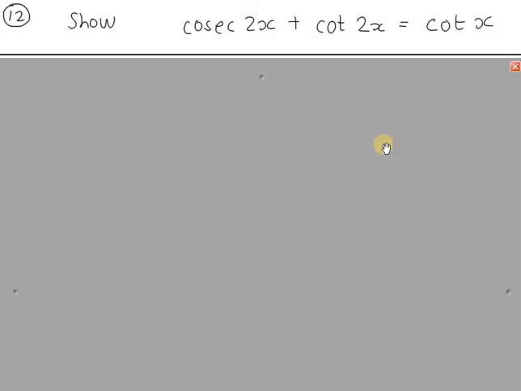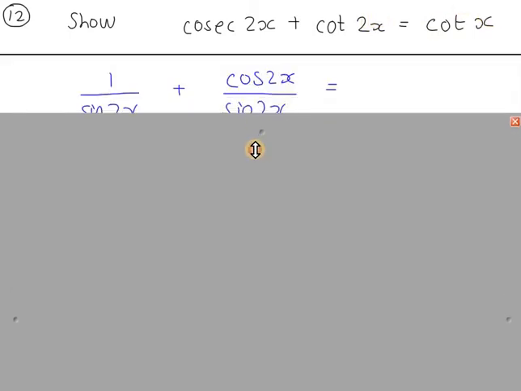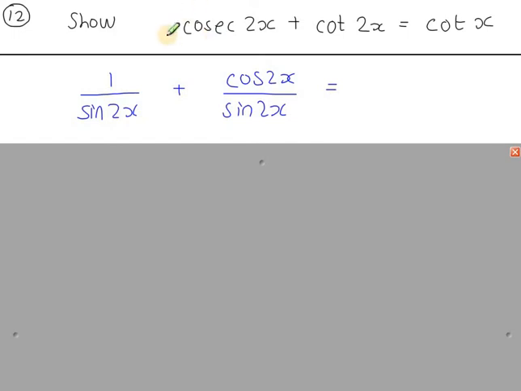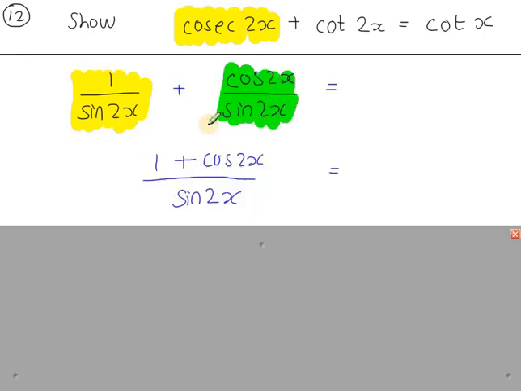Example 12, once again we have a double angle relationship. We have x and we have 2x. Okay, so I've written the left hand side term, so cosec is 1 over sine, and cot is cos over sine. There. We're adding the fractions, we have the same common denominator, so we now have a single fraction.